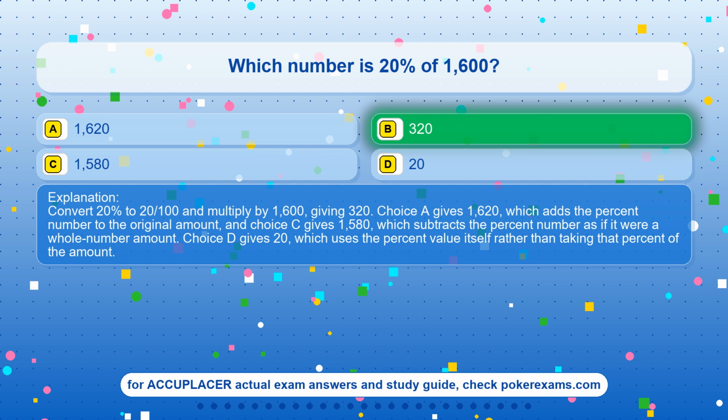Choice A gives 1,620, which adds the percent number to the original amount, and choice C gives 1,580, which subtracts the percent number as if it were a whole number amount. Choice D gives 20, which uses the percent value itself rather than taking that percent of the amount.